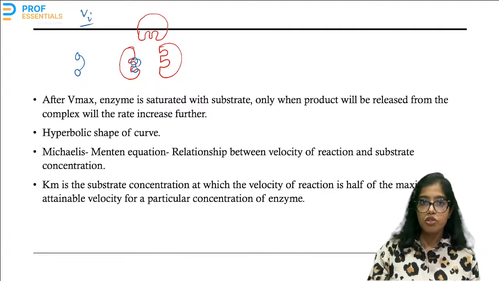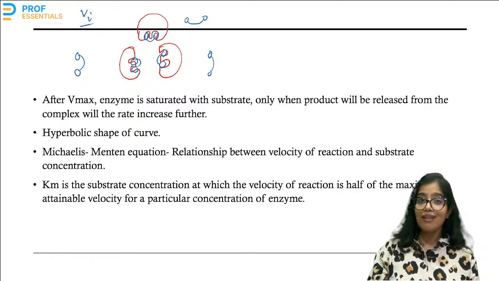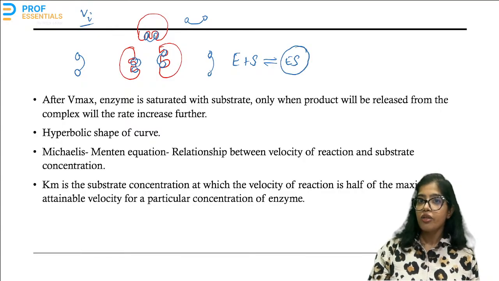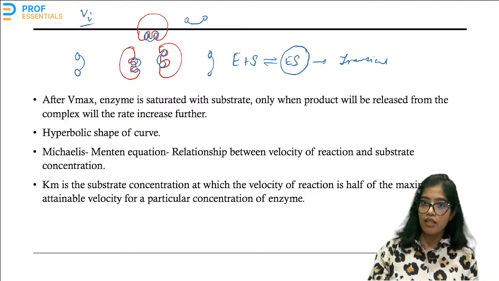Now you increase the substrate concentration, one more substrate has entered. Now this is also going to attach here. Now the velocity has increased. Now you increase the substrate concentration, this is going to attach here. So all the active sites of all the enzymes are now saturated. All the enzymes are now bound to the substrate, and an enzyme substrate complex is formed. Now this enzyme substrate complex is the transient intermediate. This is stabilized.